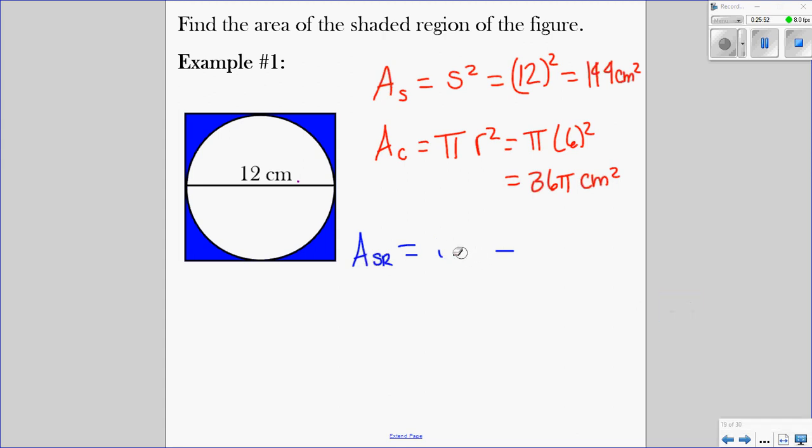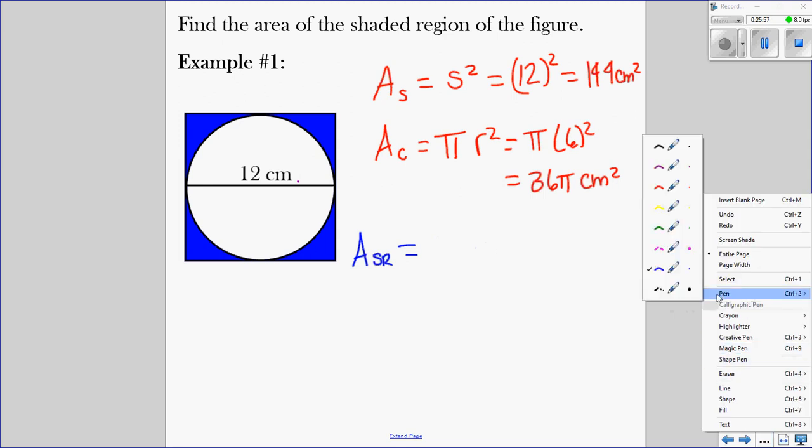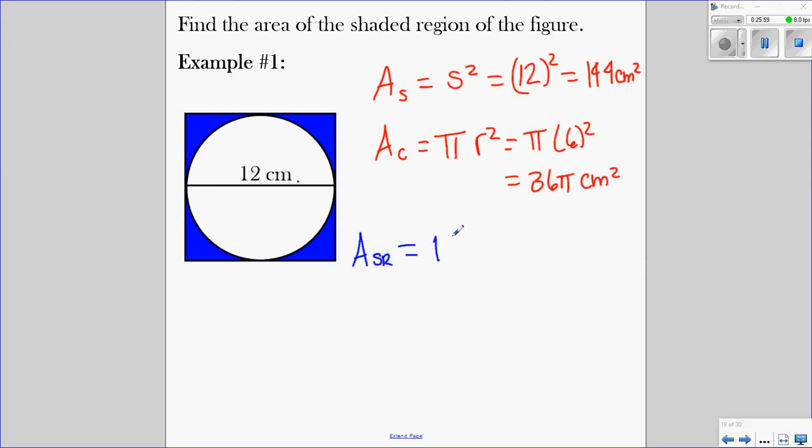So 144 minus 36 pi centimeters squared. And that's it. That's your answer, the area of the shaded region. I took the bigger, this was the big one, minus the small.